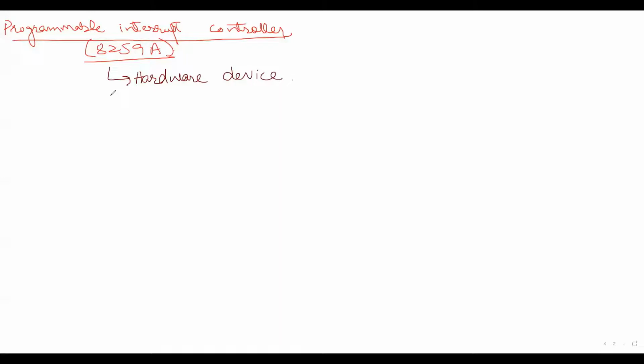Okay, and this hardware device communicates with 8085. How it communicates, how it facilitates the INTR pin of 8085, we will look at those details in a moment.